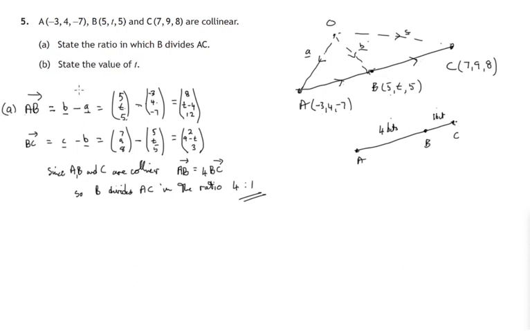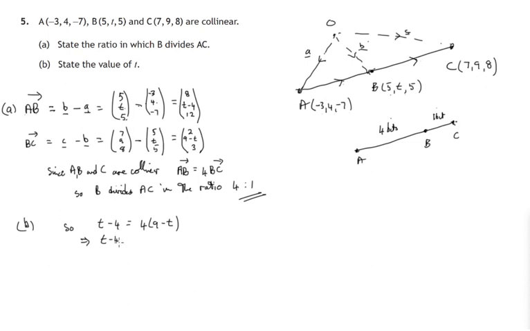Let's now have a look at part B. We're asked to find the value of t, the missing y coordinate of the point B. So what we do know now is that the y component of AB will be 4 times the y component of BC. t minus 4 is 4 times 9 minus t. So we have a good old-fashioned equation to solve here.